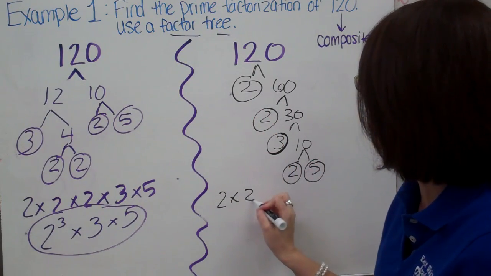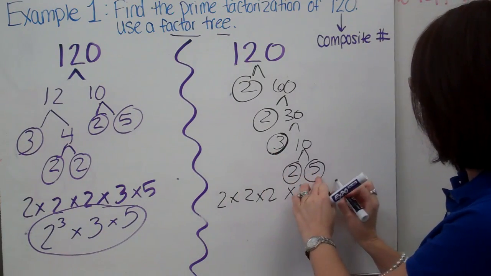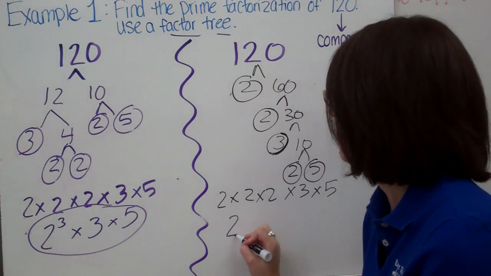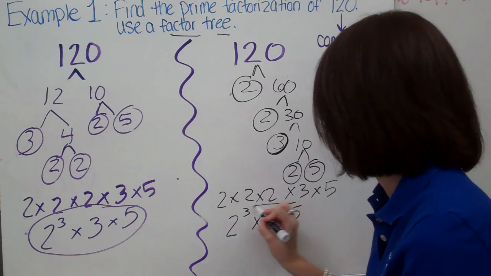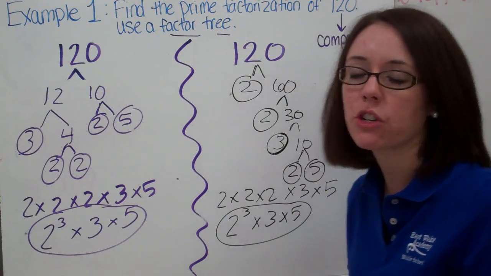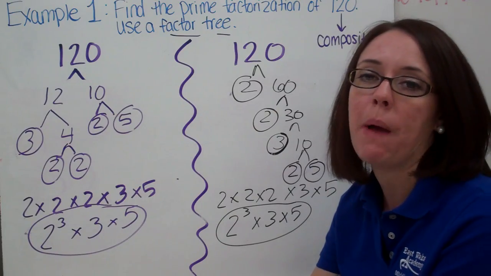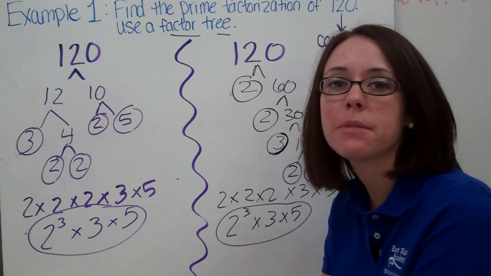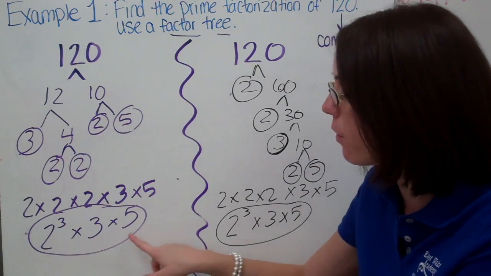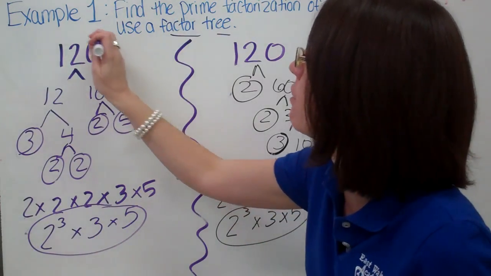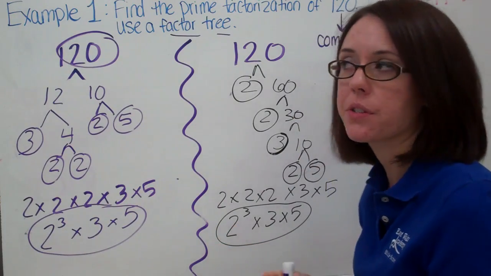Again, you end up with the same thing. 2 times 2 times 2 times your 3 times your 5. Write it in exponential form. 2 to the third power times 3 times 5. That is the prime factorization of 120. Let's check ourselves. What does 2 to the third power mean? 2 times 2 times 2, which is 8. 8 times 3 is 24, and 24 times 5 should give you 120, what we started with. That's how you can check yourself.